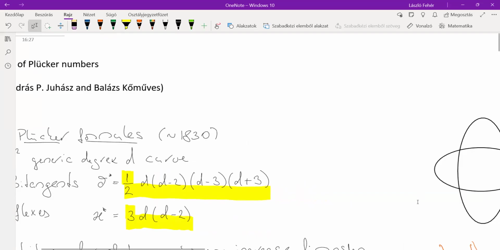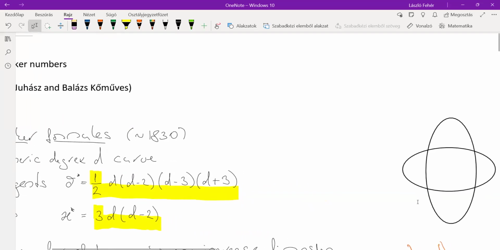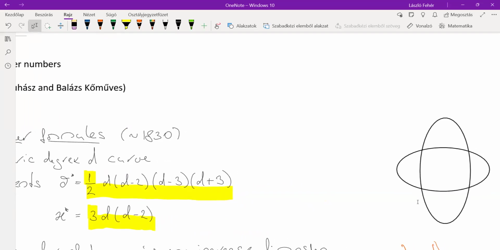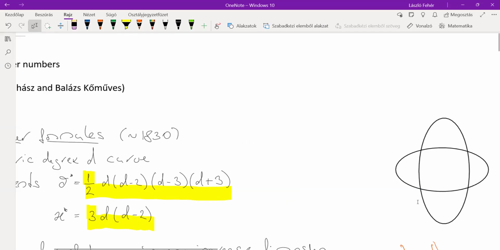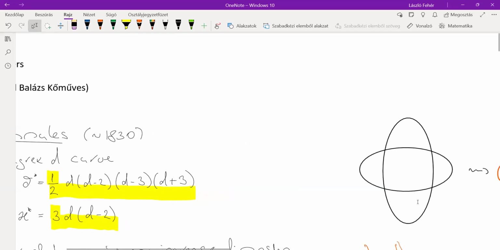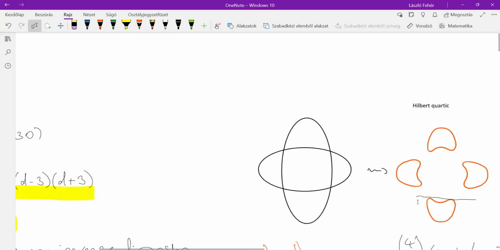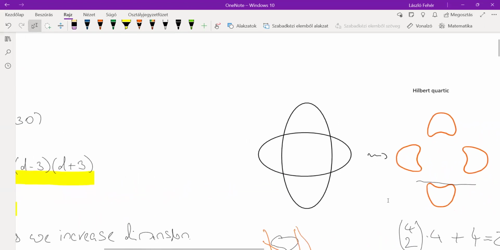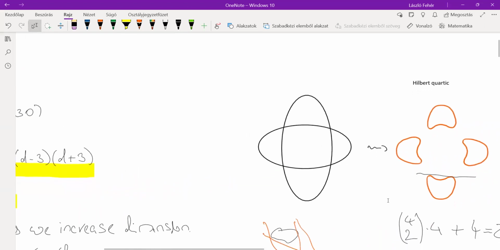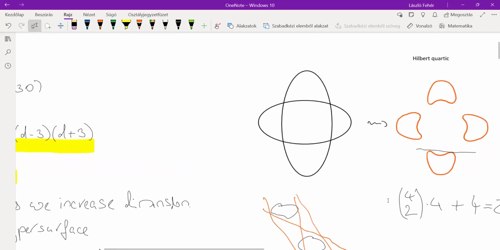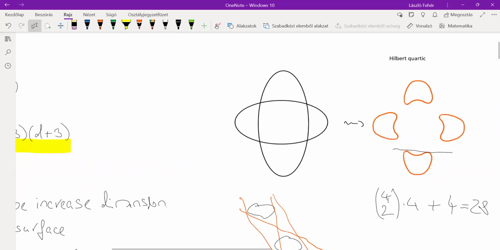So the idea is that I start with this degree 4 curve, but this is not smooth. I will be interested in generic curves, so I perturb it a little bit. I get this picture, the red one. This is called the Hilbert quartic. And it's not very difficult to show that it has 28 bitangents.